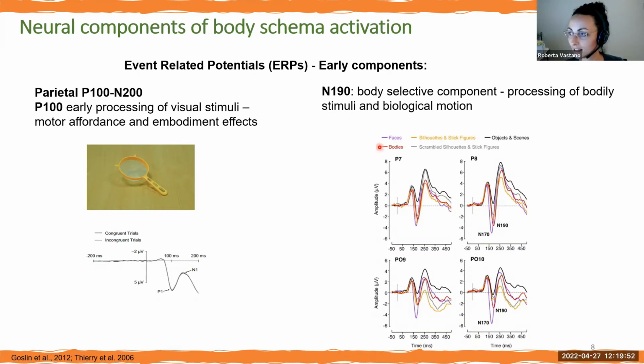So as you can see here, we have some electrodes, parietal and parieto-occipital. And you can see that this negative peak is higher for processing of faces, bodies, silhouettes, and is less negative for processing of objects, so no body-related stimuli, and scrambled silhouettes, which are silhouettes that are not easy to recognize.